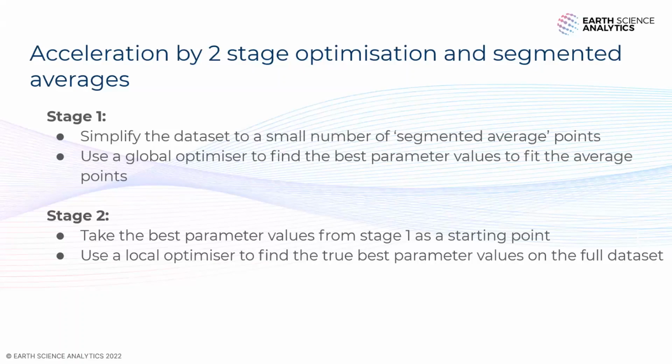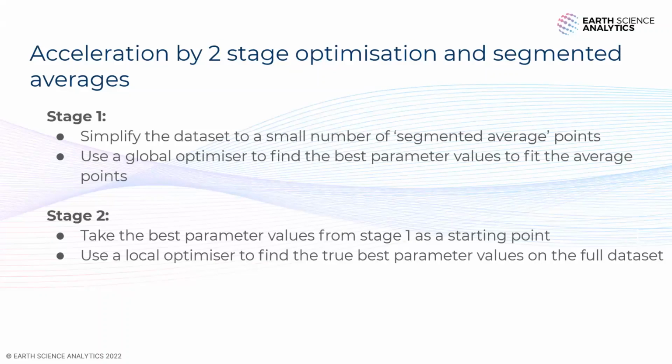Global optimizers tend to be slow, but because we're simplifying the data set from thousands of points down to 40 points, we have a much smaller data set, so the optimizer can run much faster. So this is stage one: simplify the data set and use a global optimizer to find what turns out to be a rough best fit. So it gets you almost to the best fit, but not quite.